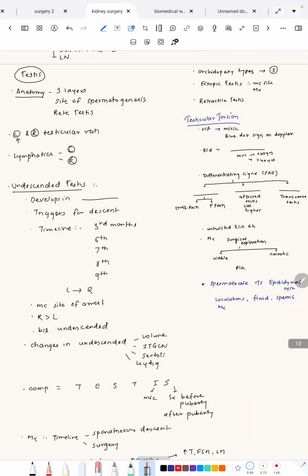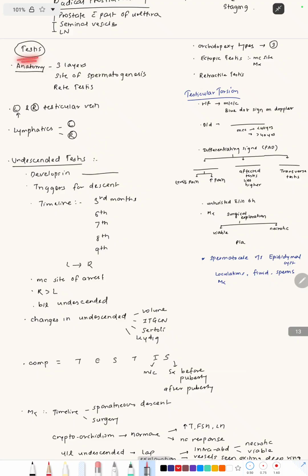So starting with the urology. Now in this urology section, the first that we'll talk about is the testis. Now the first is the anatomy of the testis. There are three layers from outside to inside. There is tunica vaginalis, then tunica albuginea, and then the tunica vasculosa.